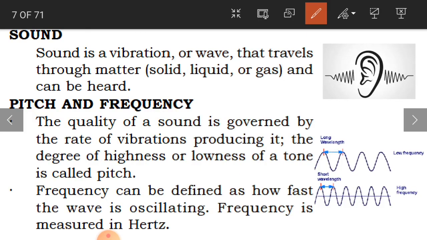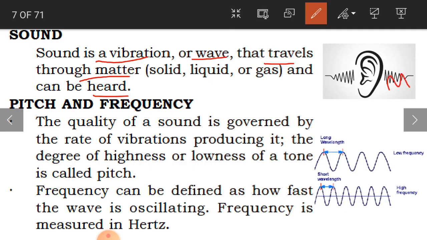Now we learn about sound. So what is sound? Sound is a vibration. Sound is a wave that travels through matter and can be heard. Sound is a vibration and it is like a wave.